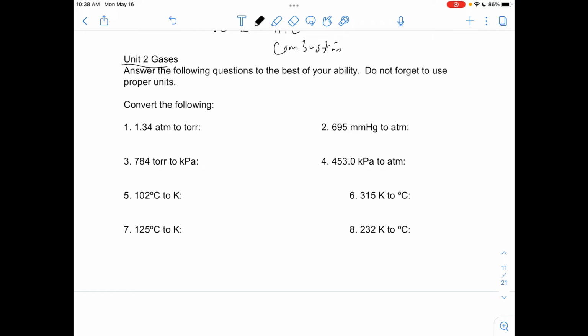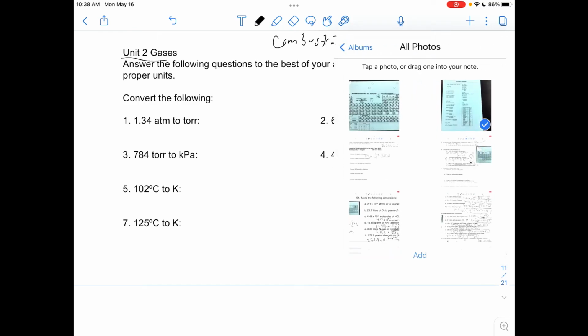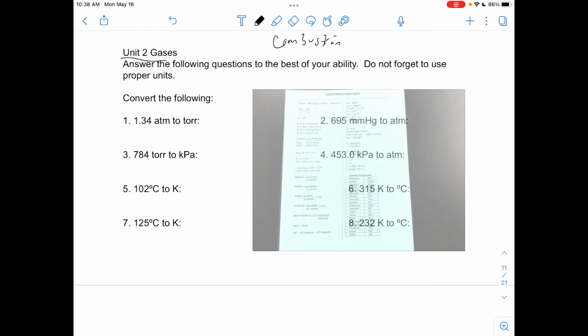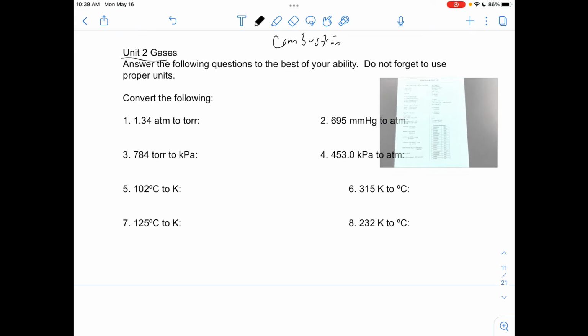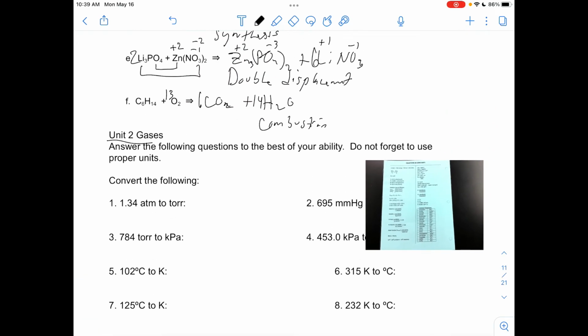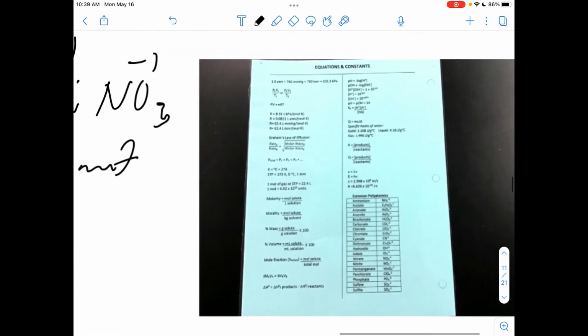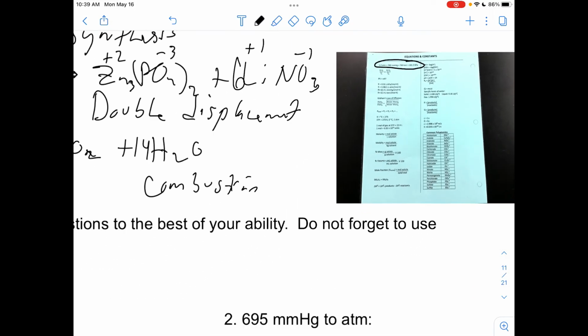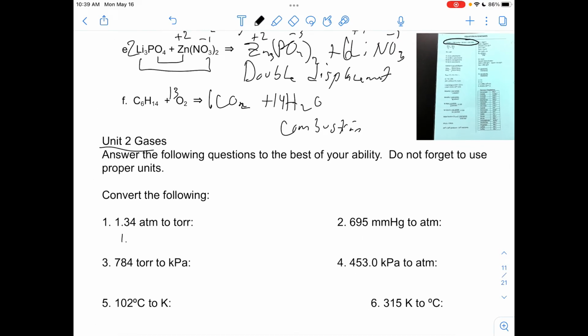Alright, the next part is Unit 2, gases. We're going to do conversions. This is on your blue periodic table, on the back of your periodic table. So let me get that for us. Okay, so on the back of your periodic table, let me put it up here since we're done with this part. On the back of your periodic table, we have the conversion factors for gases up here that we will be using.